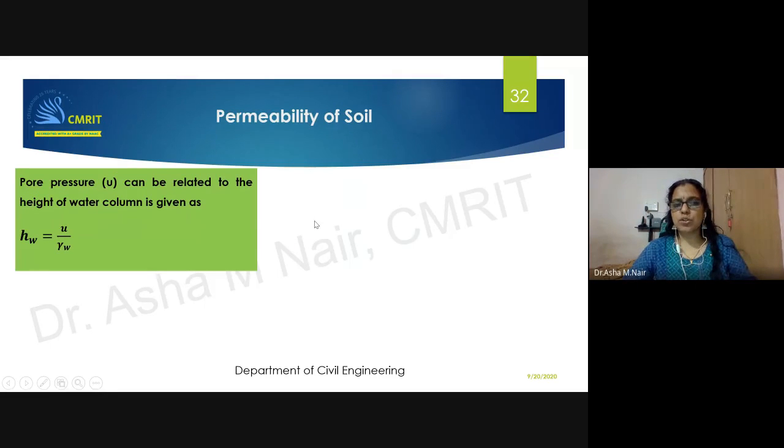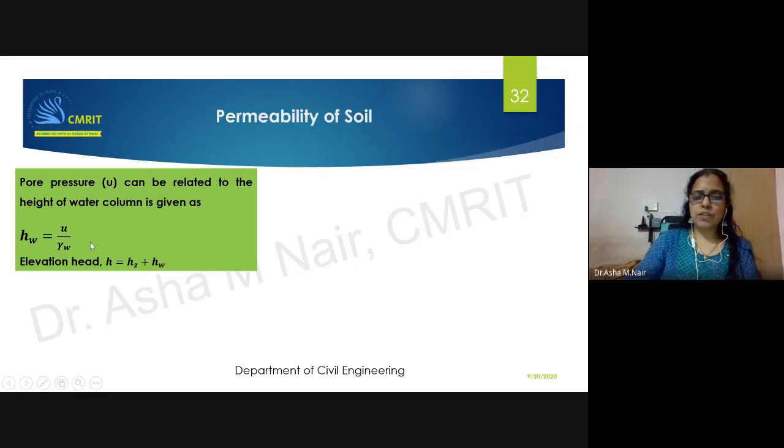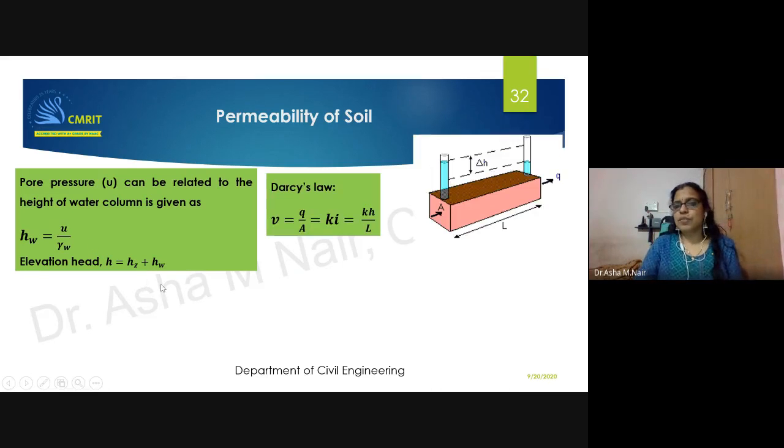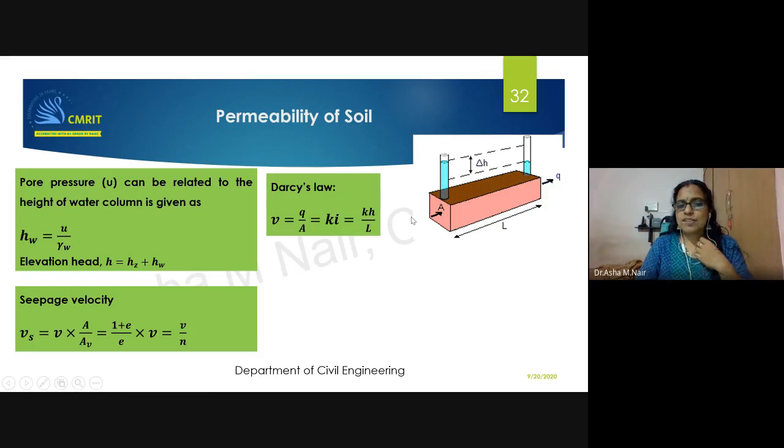Pore pressure and all those parameters we have seen. hw is equal to u by gamma w. Based on this itself, we have done one or two numericals today, and elevation head also. And Darcy's law also, we had some questions based on Darcy's law. Seepage velocity is equal to v by n. Today's class we didn't see it, but this generally keeps coming in the examination. Vs is equal to v by n.